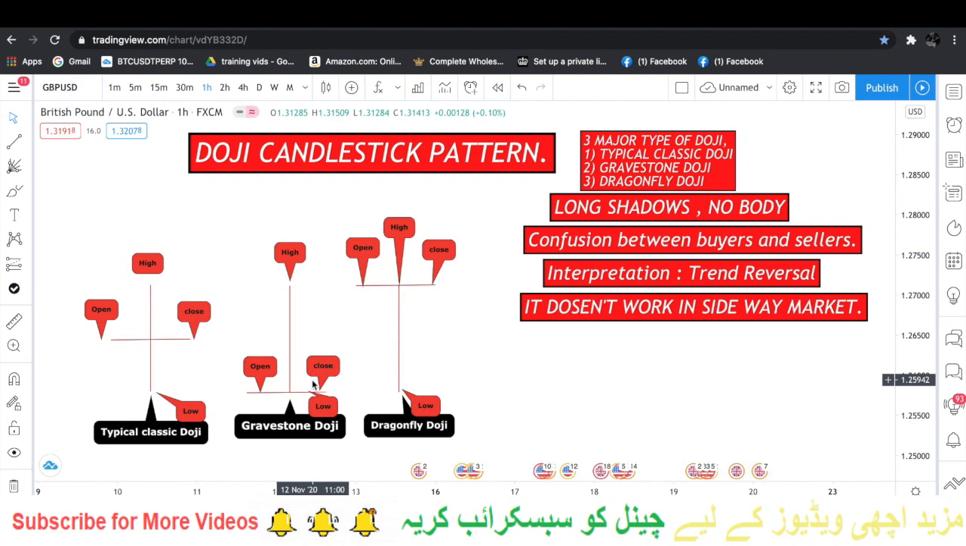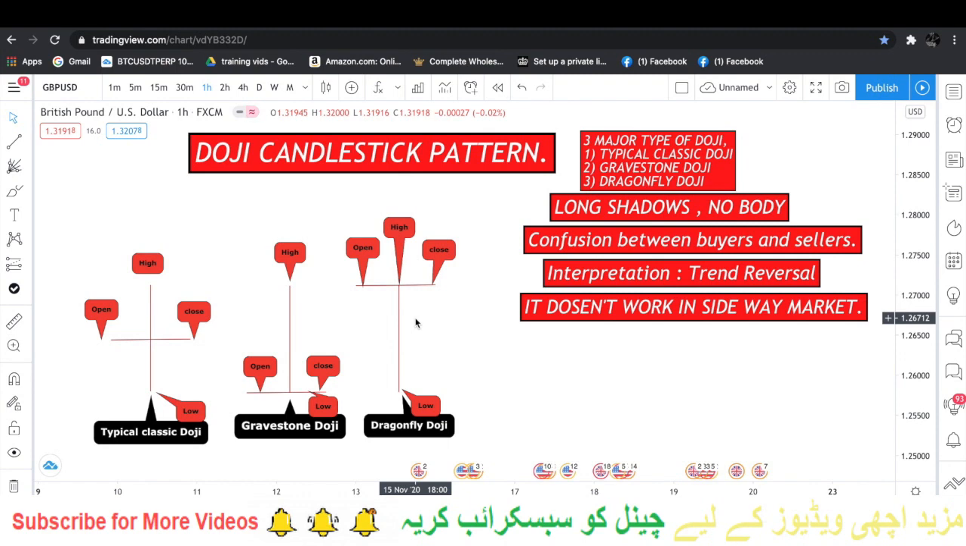The last one, the dragonfly doji, is like the alphabet T. It has the same characteristics: long shadows but no body at all. This is the opening price and the closing price, and the high and the low. So we have discussed the three major types of dojis.